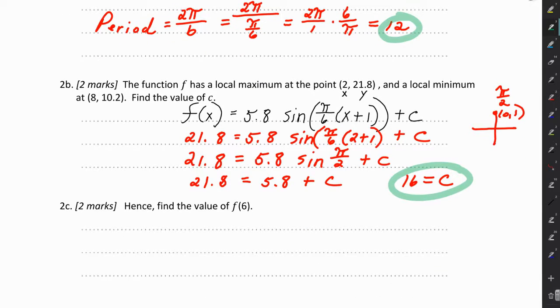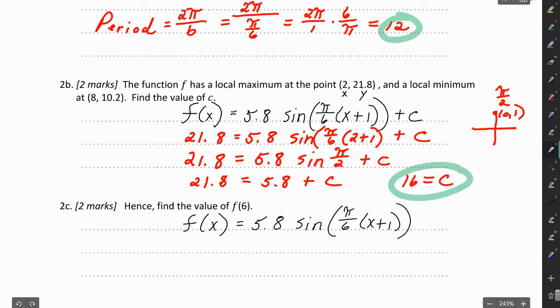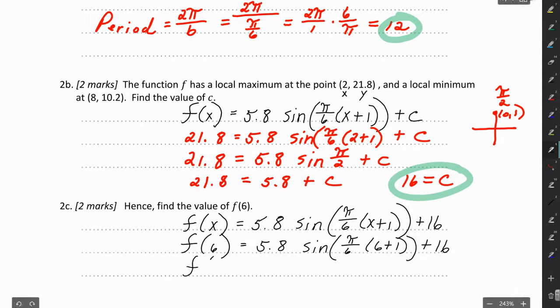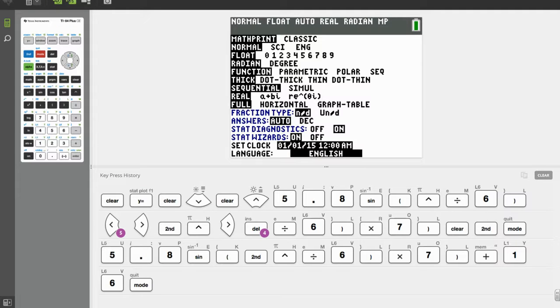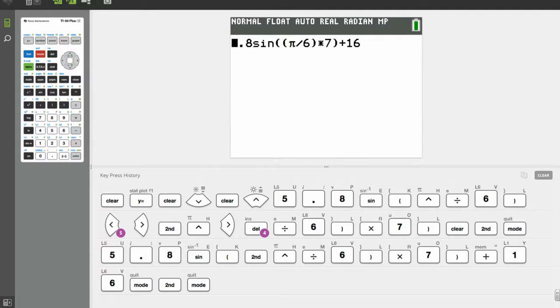Hence, find the value of f of 6. So same function, we're going to rewrite it. We're going to replace the value of c, though, with what we found to be 16. And they want us to find f of 6. And we can put this into our calculator and solve. Now just be careful, we don't see a degree symbol anywhere, so we know that we are in radian mode. We're going to go to mode, and we're going to make sure that radian is highlighted. Then we'll enter in our function and hit enter. You should get a value of 13.1.